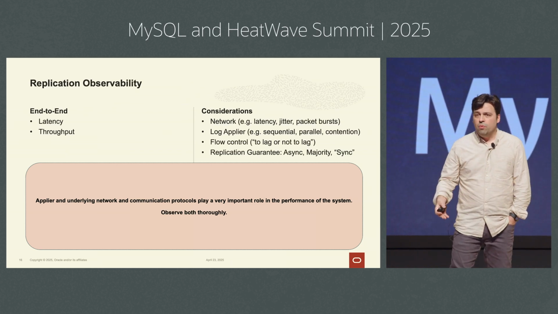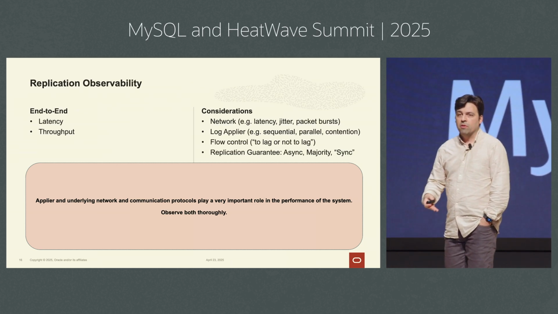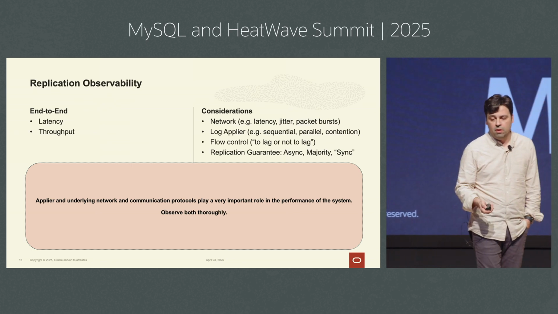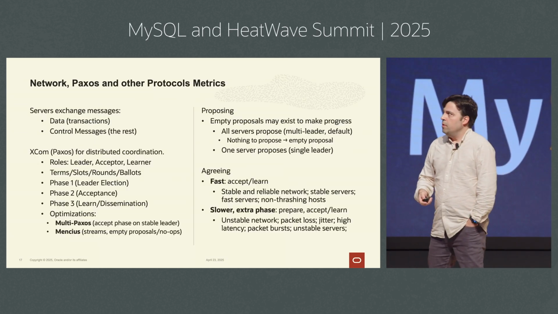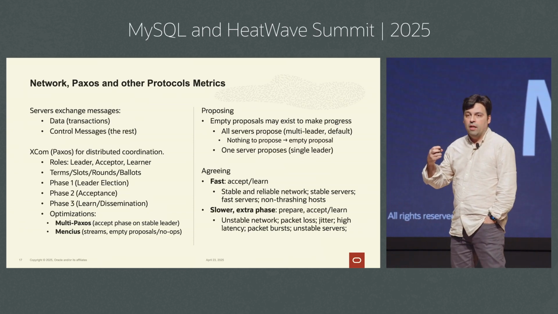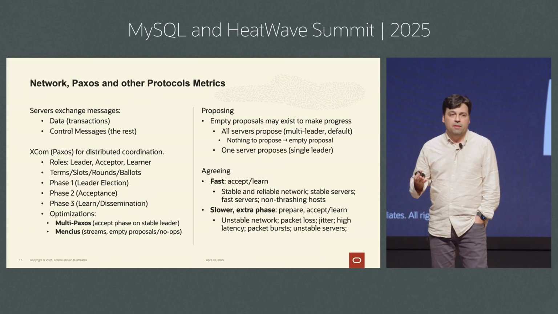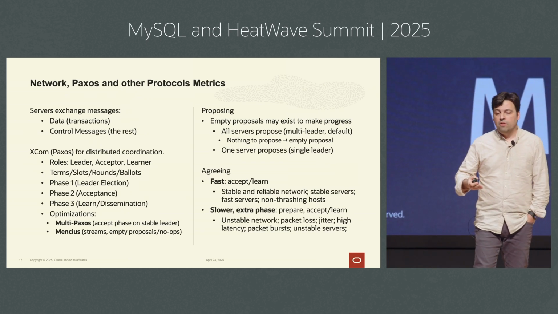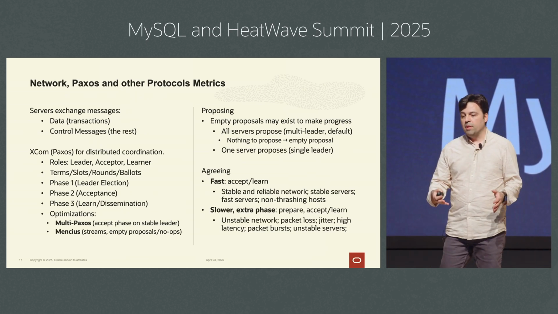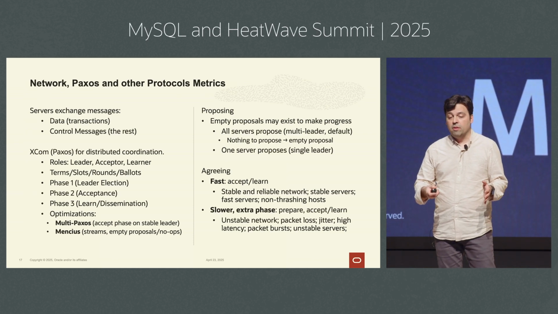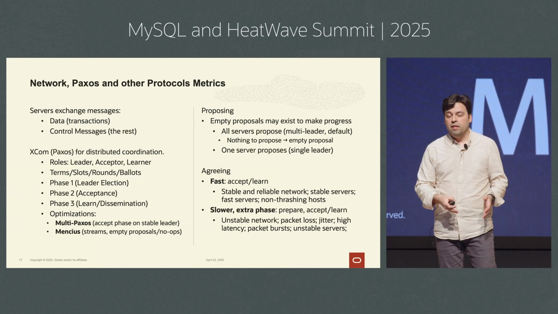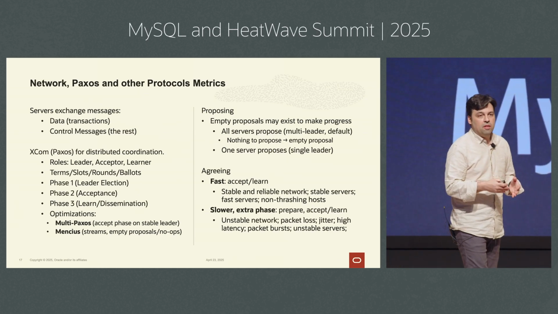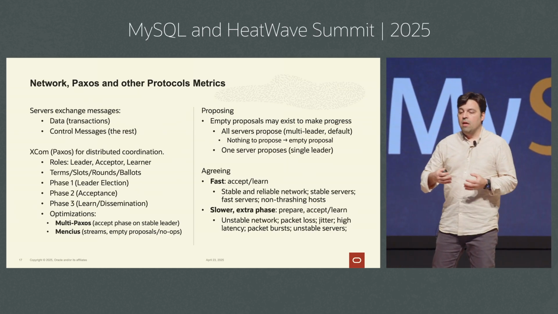So network connectivity and communication protocols observability is an important thing, and they should both be observed thoroughly. This is not new. This is actually something we implemented some time ago, but I think it's a good segue into the rest, right? So we built a lot of observability, new metrics into the replication protocols of group replication so that we could measure things like network latency, round-trip communication latency, consensus duration, and so on and so forth.